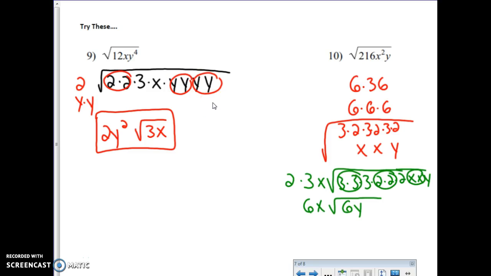Okay, kiddos. So you guys were asked to look at 9 and 10. When I did number 9, I got 2y squared times the square root of 3x.